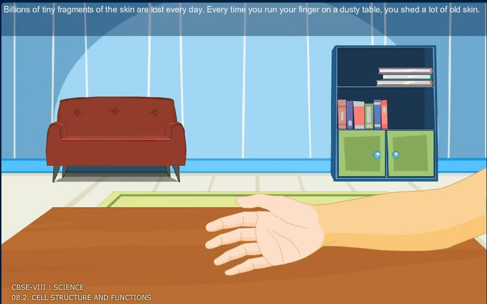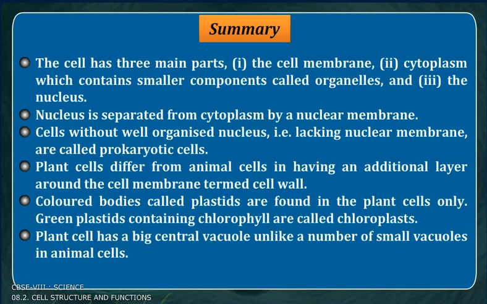Summary. The cell has three main parts: the cell membrane, cytoplasm which contains smaller components called organelles, and the nucleus. Nucleus is separated from cytoplasm by a nuclear membrane. Cells without a well-organized nucleus, that is lacking nuclear membrane, are called prokaryotic cells. Plant cells differ from animal cells in having an additional layer around the cell membrane termed cell wall.